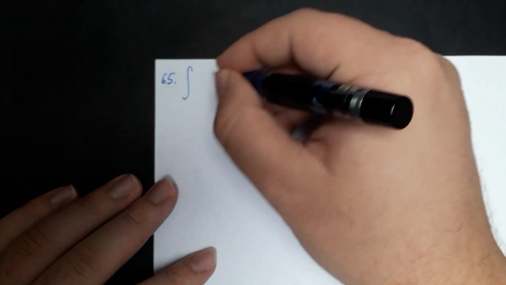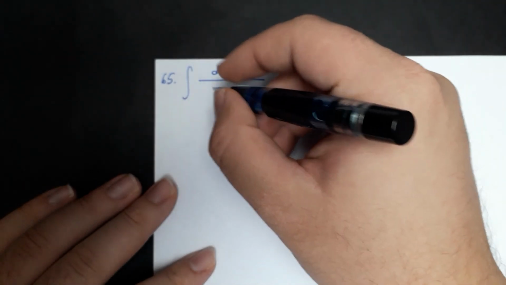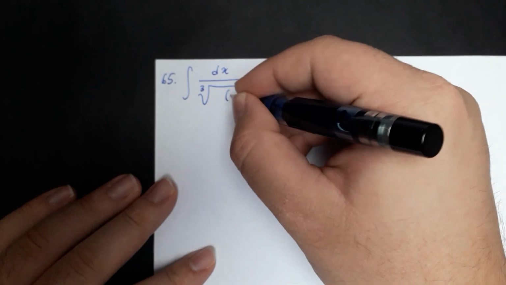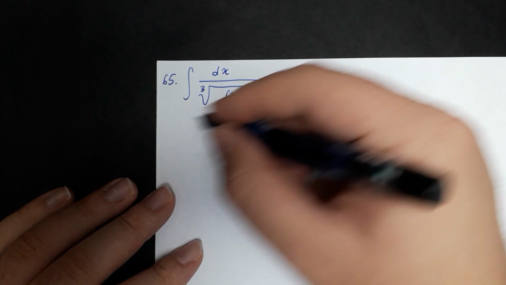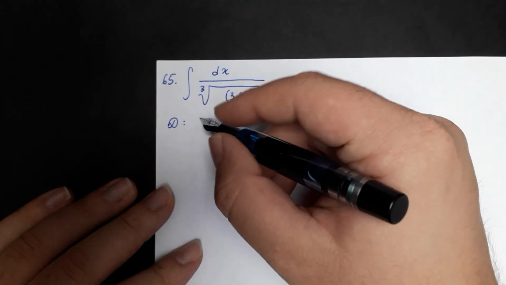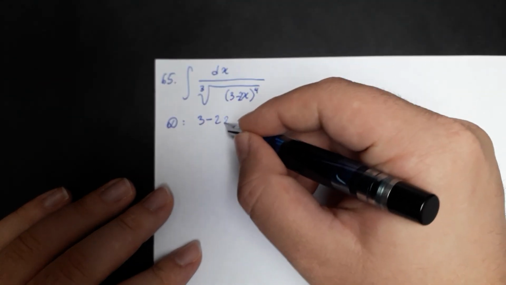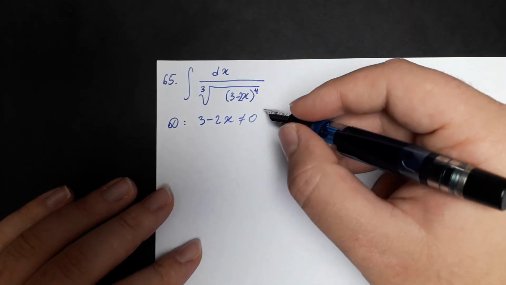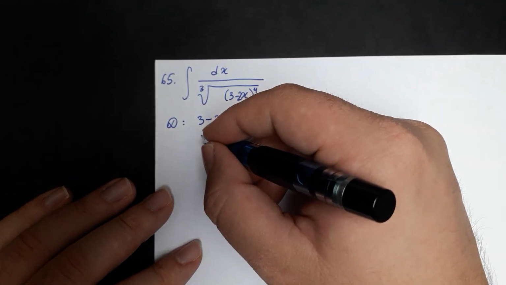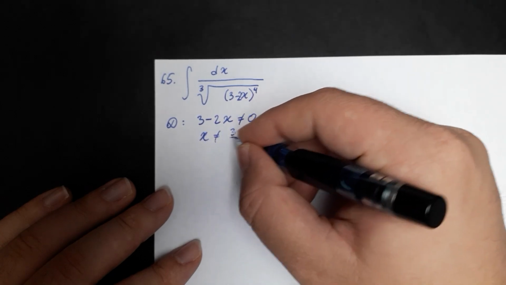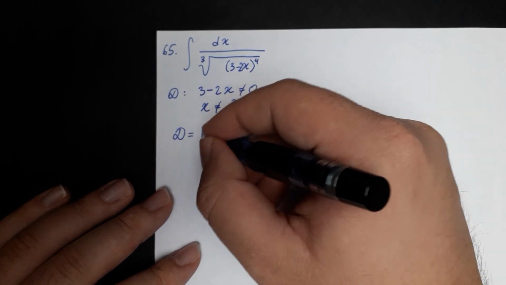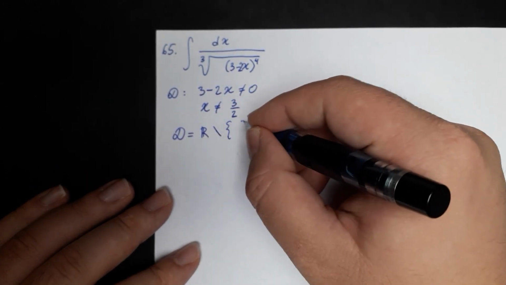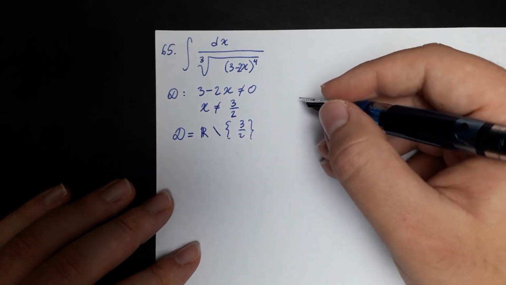Integral number 65 on our list is an integral of dx divided by a cubic root of 3 minus 2x to the 4th power. Now, the area in which this integral is defined is for all x where 3 minus 2x is different than 0, and that means that x has to be different from 3/2. So the area in which this integral is defined is the set of all real numbers with 3/2 excluded from it.